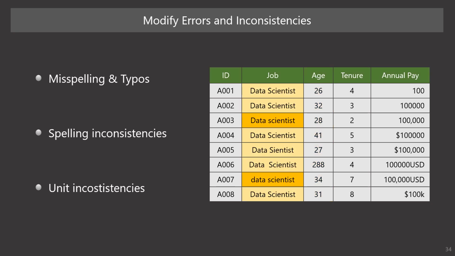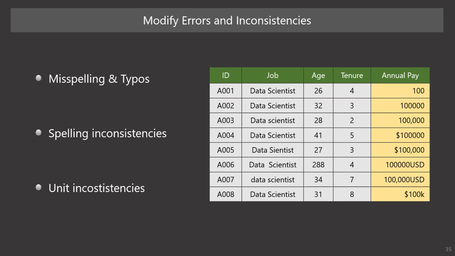As for the job column, you might already find spelling inconsistency in this column. Specifically, they are all data scientists, but not written in a consistent way. In many cases, the first D of data and S of scientists are written in capital letters. But in ID A003, the S of scientist is written in a small letter. And in ID A007, all the characters are small letters.